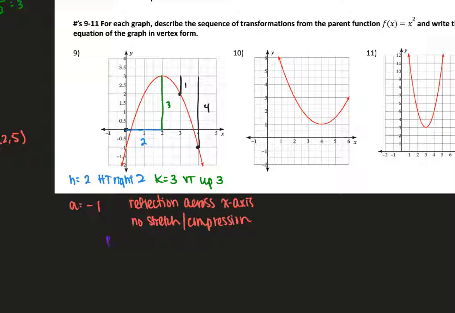So now I can write my equation. So f of x, it's going to be negative 1 out in front. So negative (x, we went right, so it's going to be minus 2), and then up, plus 3.